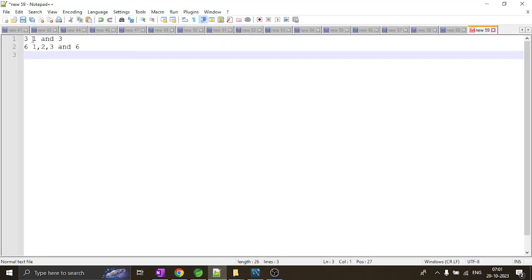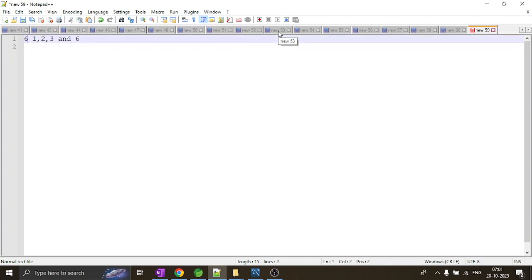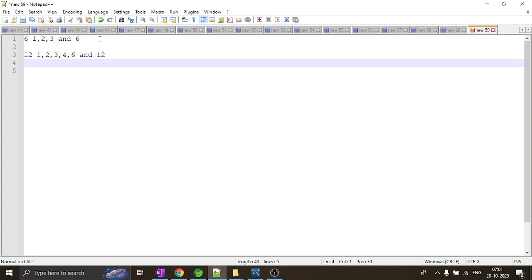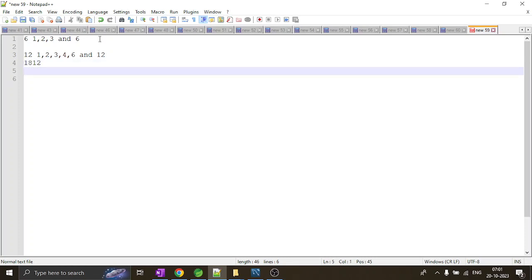So let's consider the number 6. We'll be having the factors for number 6 as 1, 2, 3, and 6. Let's consider the number 12. Okay, let's write the factors for this: 1, 2, 3, 4, and then we have 6, and then 12. So how do we get those factors here? So let's try to write that, 1 times 12. Okay, my bad.